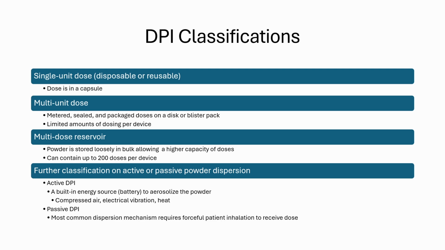Active dry powder inhalers possess a built-in energy source to aerosolize the powder. Examples include compressed air, electrical vibration, or heat as a possible energy source. Passive dry powder inhalers are the most common dispersion mechanisms that are used. They require the patients to inhale with enough force to deaggregate the powder. The patient should generate a minimum of at least 30 liters per minute inspiratory flow rate, but ideally for superior delivery, the range should be between 60 to 90 liters per minute.